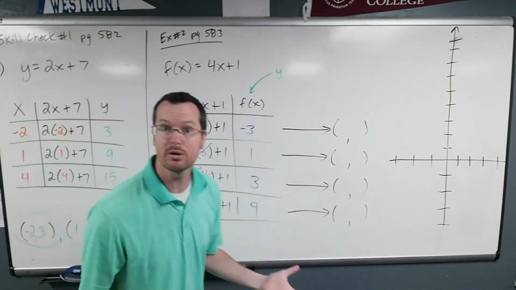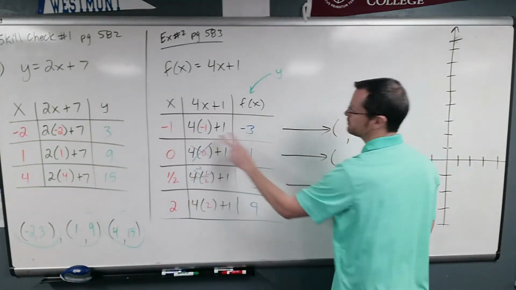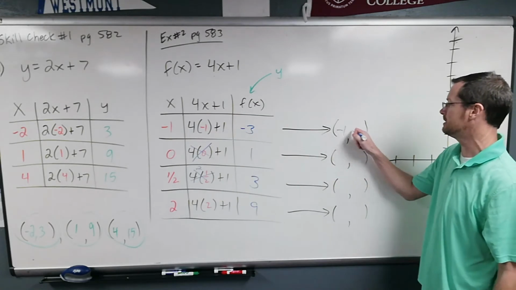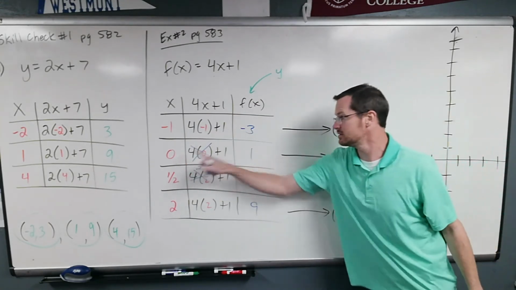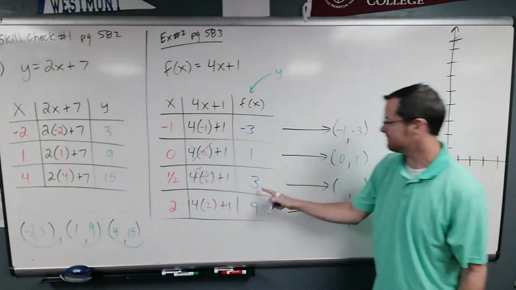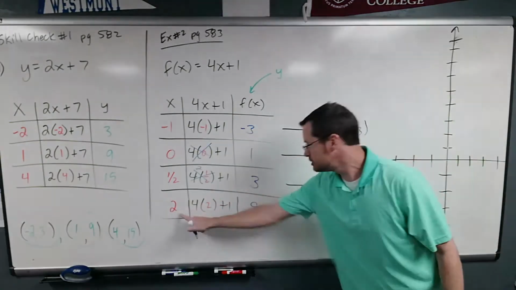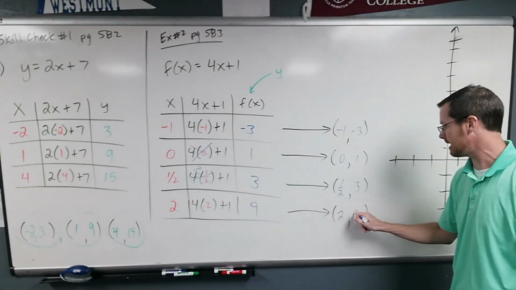So what would these ordered pairs look like? You plugged in a negative 1 and out comes a negative 3. So negative 1, negative 3. We plugged in a 0, out comes a 1. Plug in a 1/2, out comes a 3. Plug in a 2 and out comes a 9.